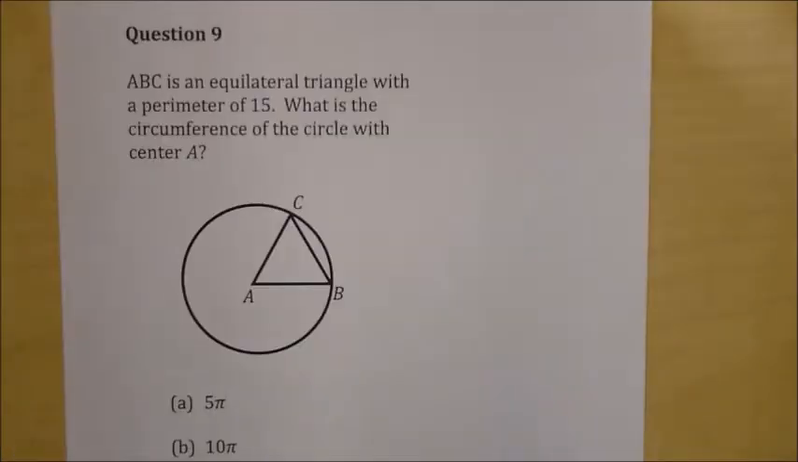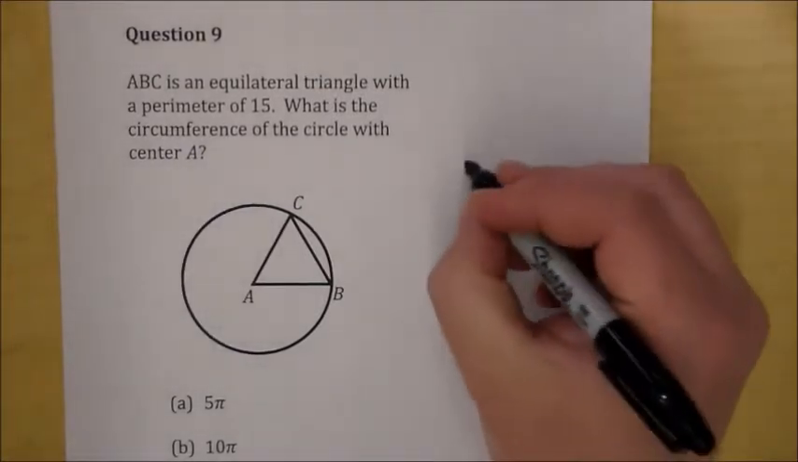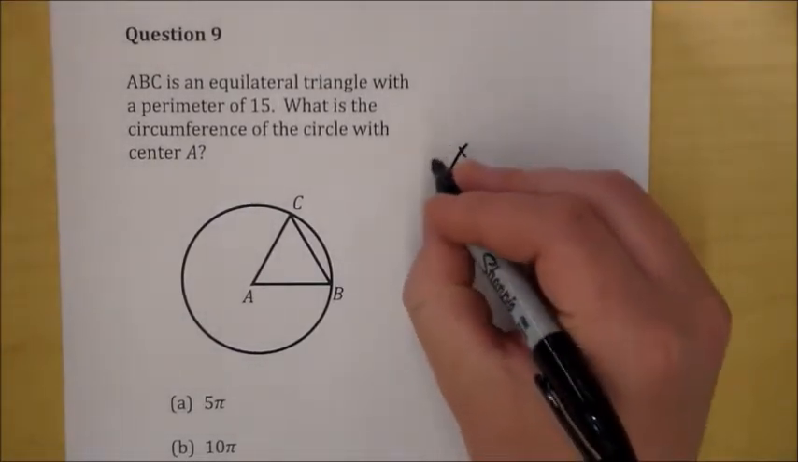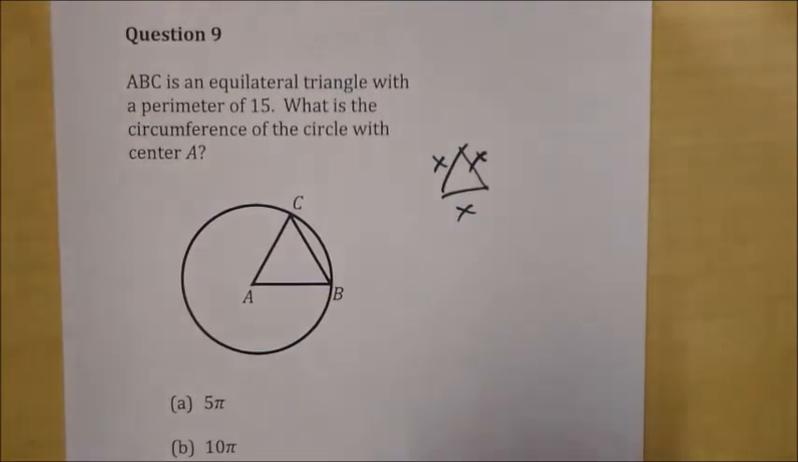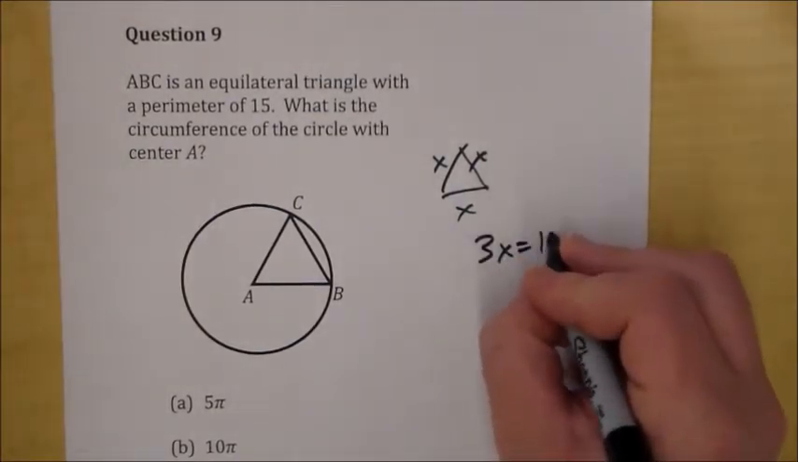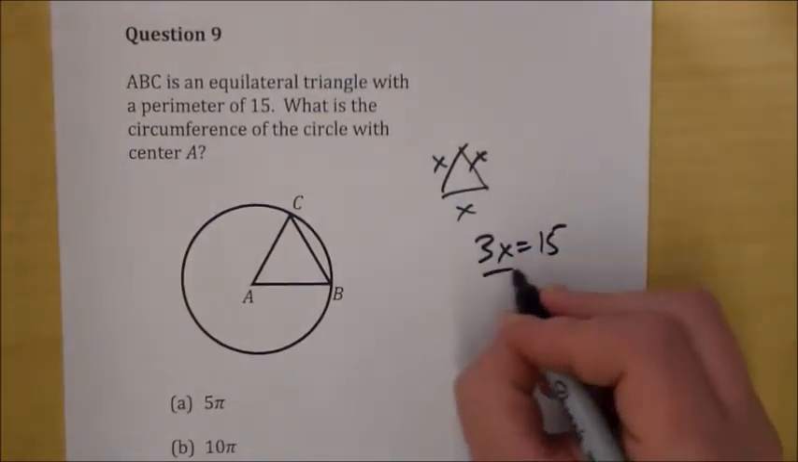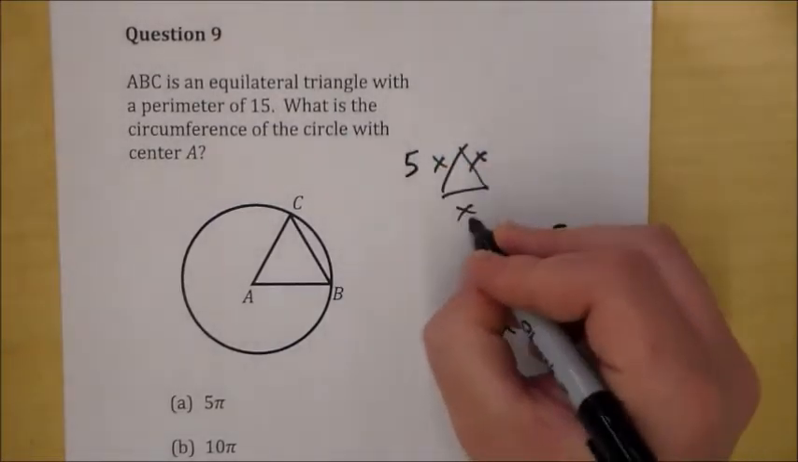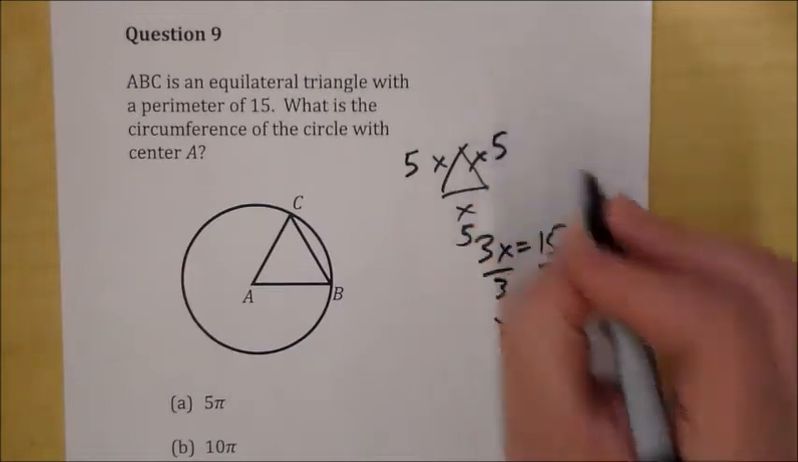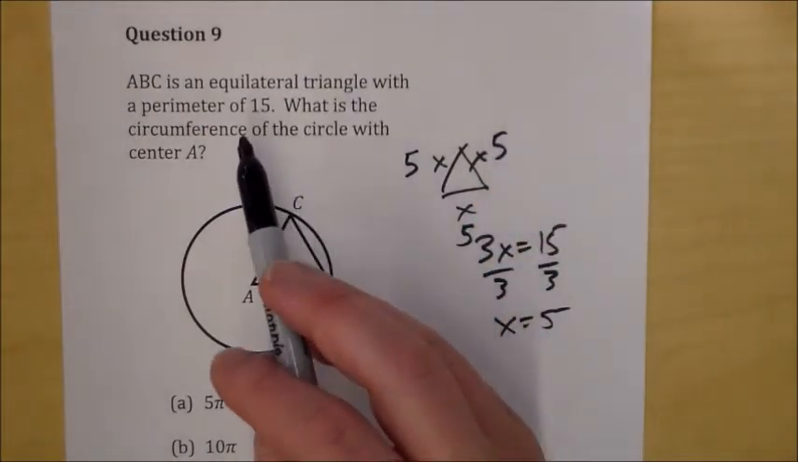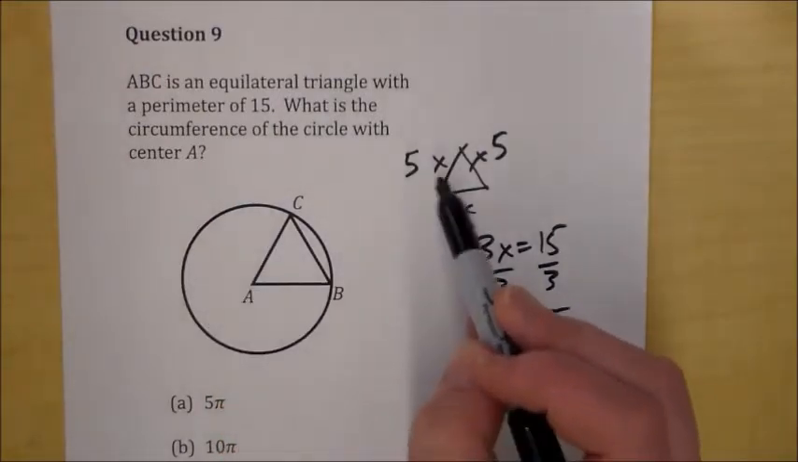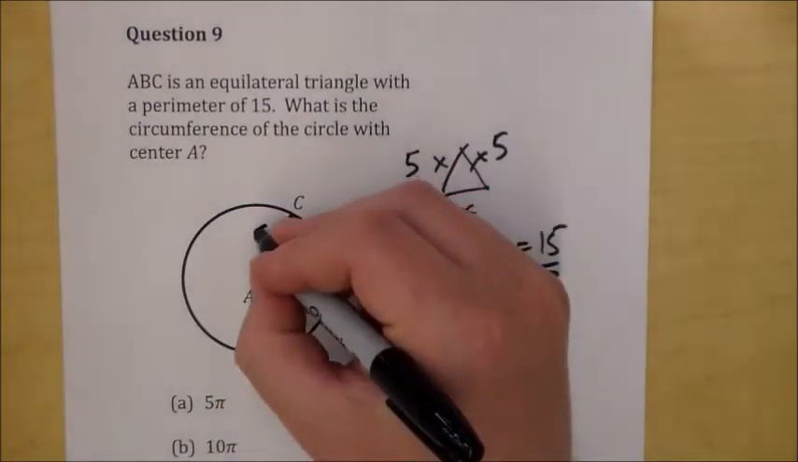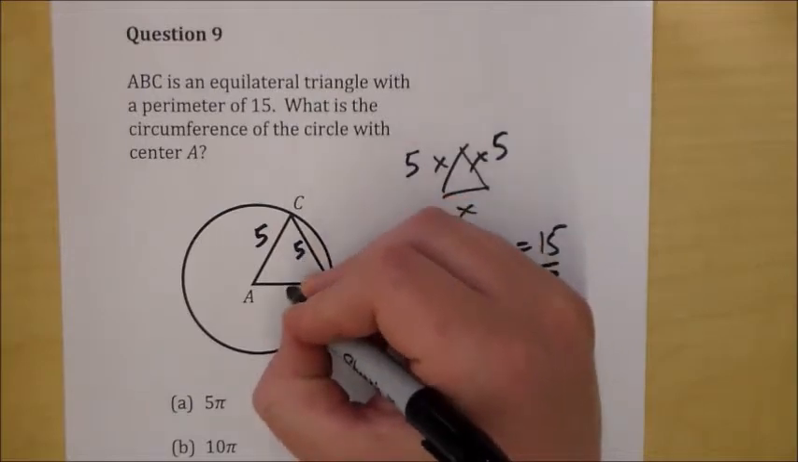We're good. Now question 9. ABC is an equilateral triangle with a perimeter of 15. Well, if the perimeter of an equilateral triangle is 15, then 3x must equal 15. Divide each side by 3, and you get x equals 5. You should just know this intuitively. 5, 5, 5. If you have an equilateral triangle with a perimeter of 15, your brain should just be like, bam, each side has to be 5.